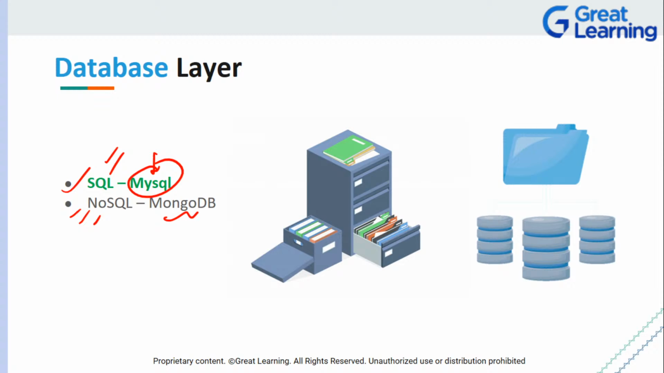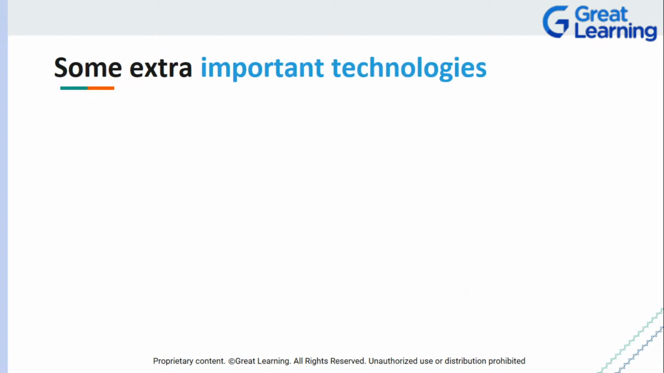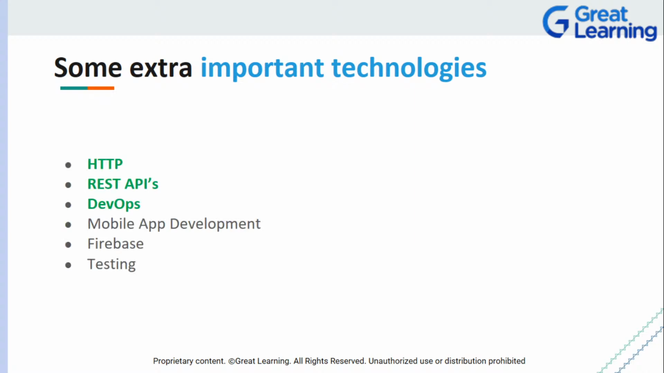Okay, and you can just then use it in your programs. Okay, use it in your application. Okay, cool. So this is the database layer. Now if you are done with all of these things, maybe you have learned front end, you have learned back end, and now you have learned your database as well. What are some extra things that you should learn as a fresher?